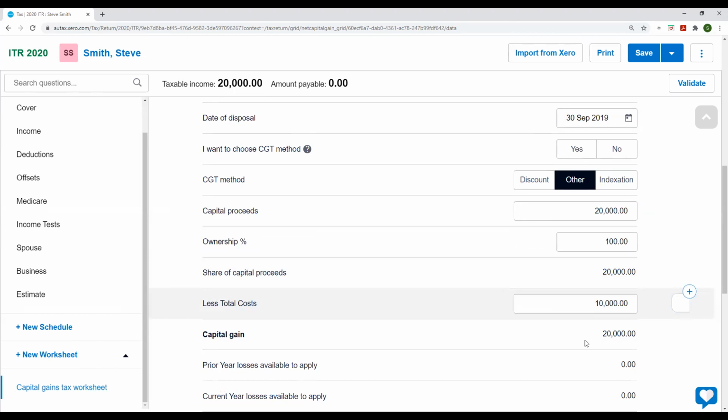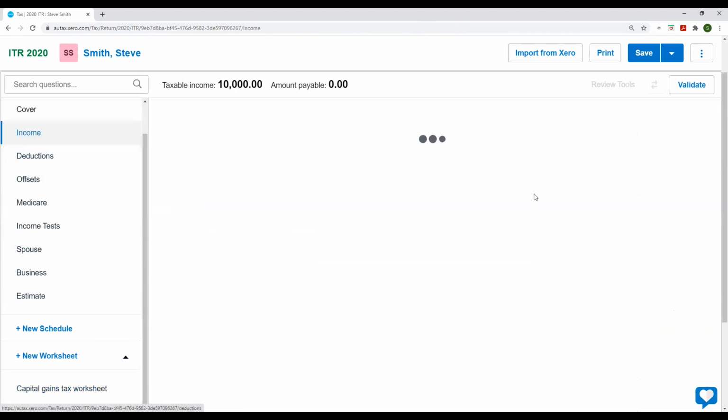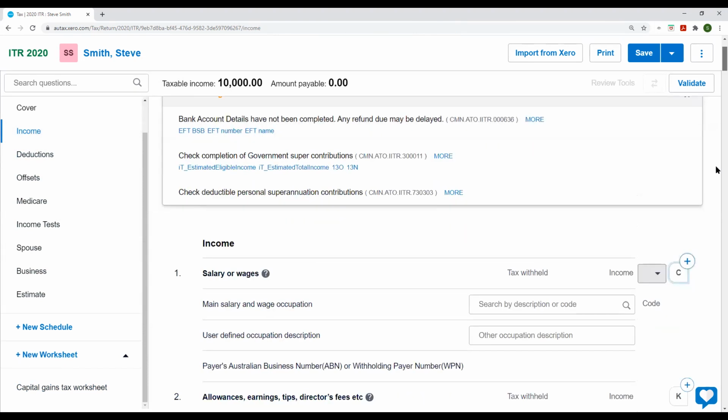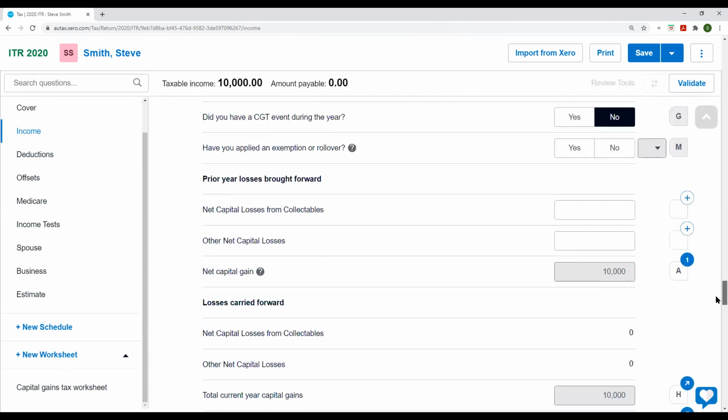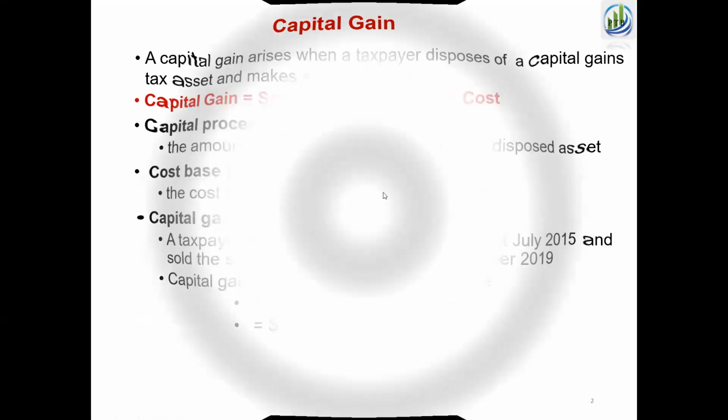So 10,000. You can see $10,000 capital gain. This 10,000 will be moved into our income section automatically. If you go down in your section 18, you can see the 10,000 here. So this is the way we're going to handle our capital gain in XPM. Again, I will come back to this XPM a little later, but at this point, I'm going back to our PowerPoint. So here it is.